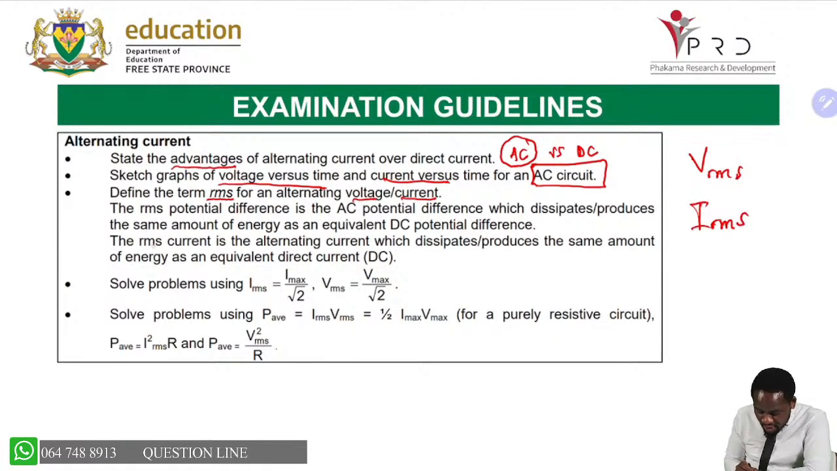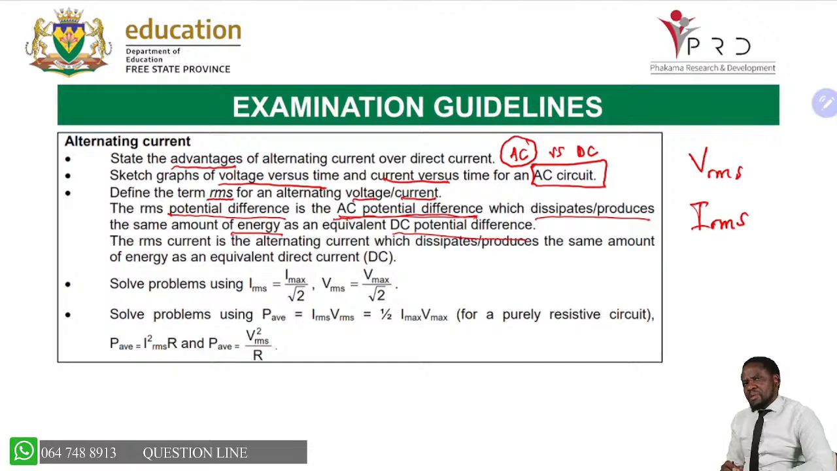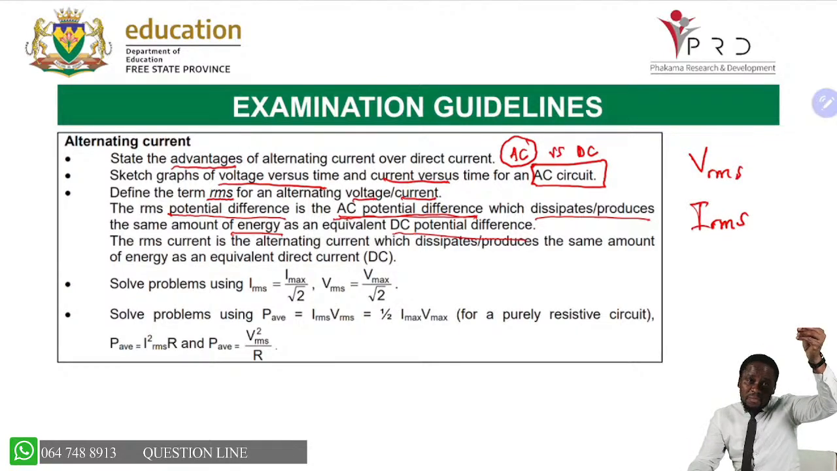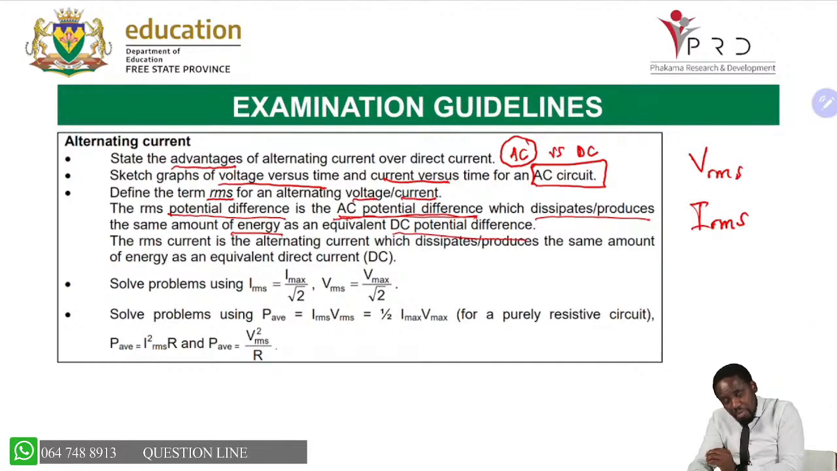So the examiner is saying the root mean square voltage, which is the potential difference, is the AC potential difference. So root mean square voltage or current is the AC current or AC voltage, depending on which of the two we are referring to. So this is for an AC which dissipates or produces the same amount of energy as an equivalent DC. Remember, when we talk about alternating current, it fluctuates between peak, which is the maximum, zero, and peak in the opposite direction, because it changes direction every half cycle.